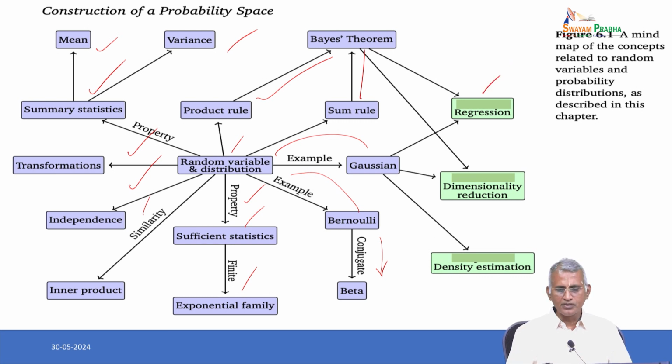Gaussian distribution finally ends up with dimensionality reduction, and Bayes is also related to dimensionality reduction. Once you know Gaussian distribution, then density estimation we can evaluate. So, this is the flow chart of construction of a probability space. If you know the topography of this, you can understand the concepts related to random variable and probability distribution.